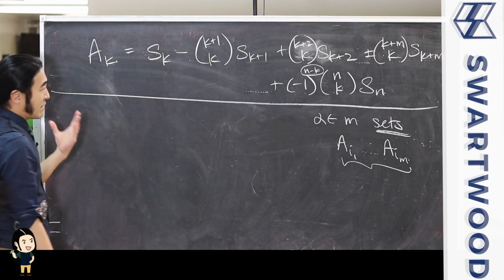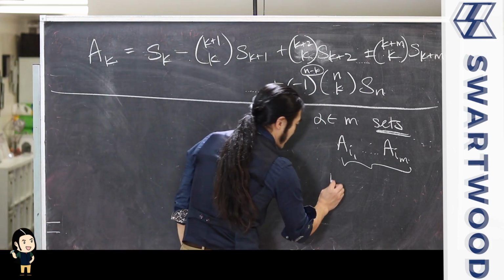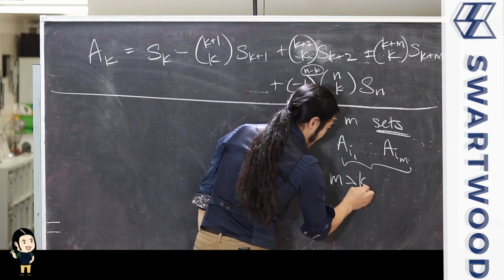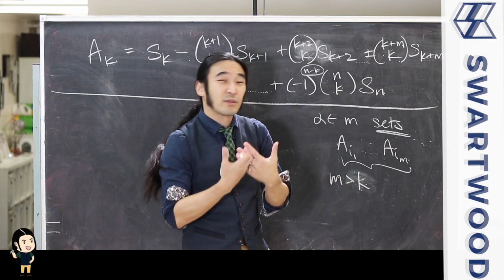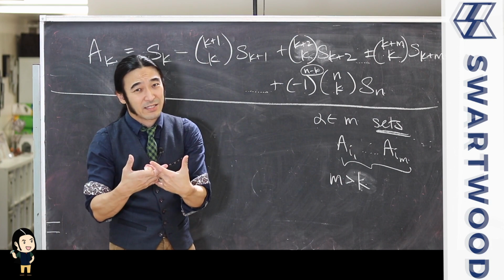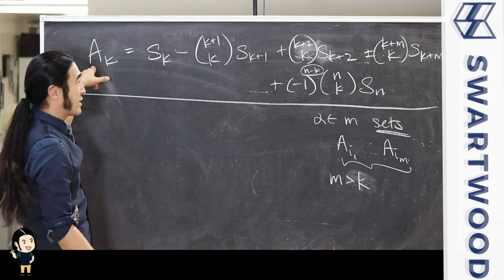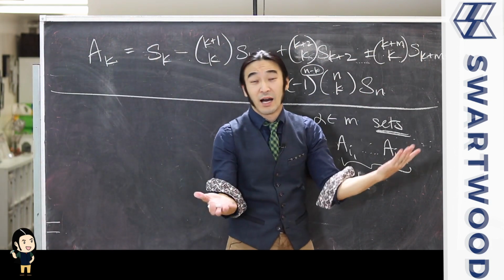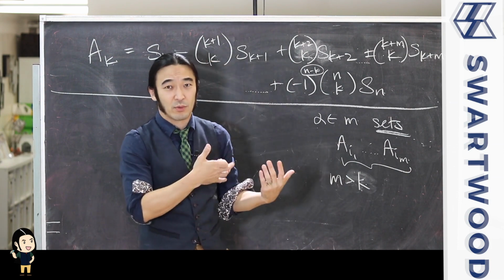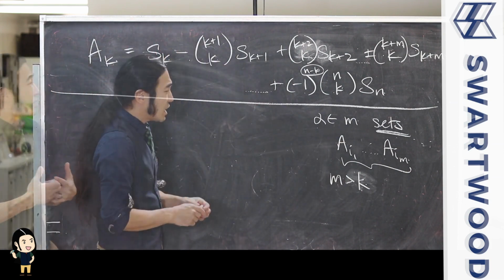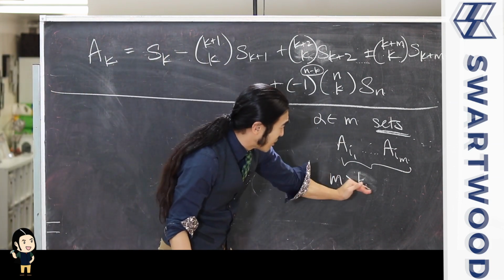Well, if an alpha is in M sets, and of course I'm going to assume M is greater than K. Okay? If M is equal to K, then it's in the intersection of exactly K sets. It's counted once here, it should be counted once there, and none of these other terms even apply because it's in K sets, not K plus 1 or K plus 2 or K plus 10, right? The only issue is when you're out there and this guy is greater than K.